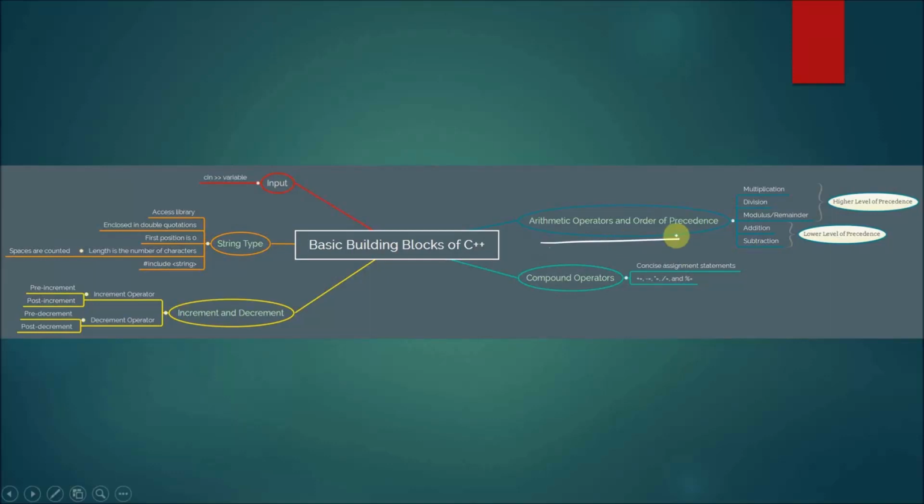Arithmetic operators in order of precedence. When we're doing mixed expressions, you'll find that your operators, multiplication, division, modulus, which is the remainder, addition, and subtraction, have what's known as a level of precedence. Multiplication, division, and mod have a higher level of precedence than addition and subtraction.